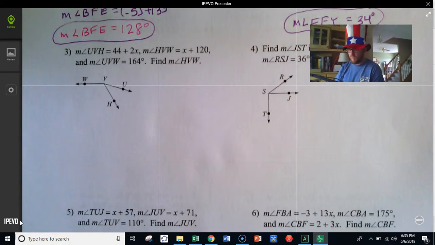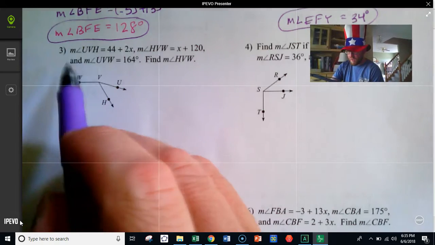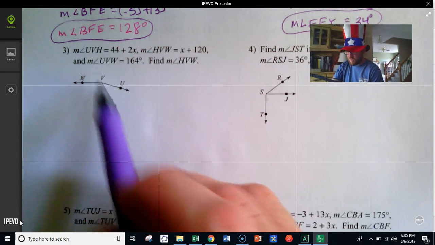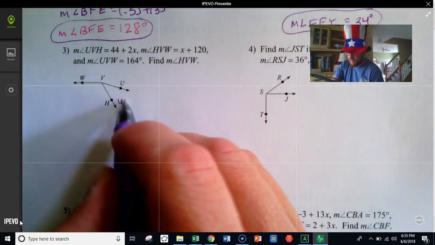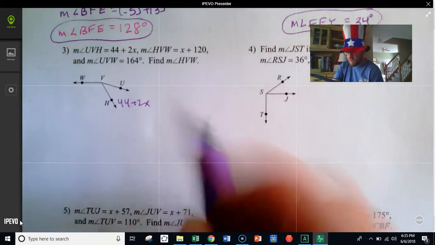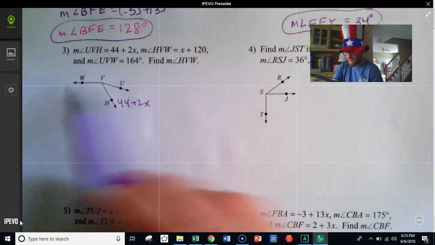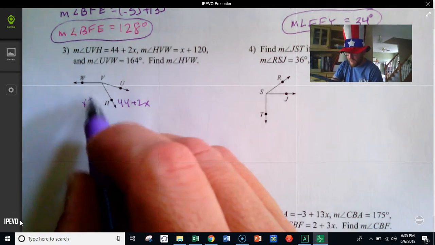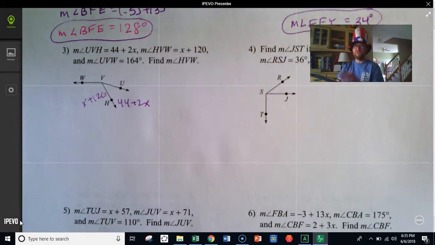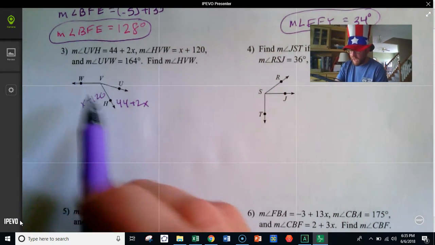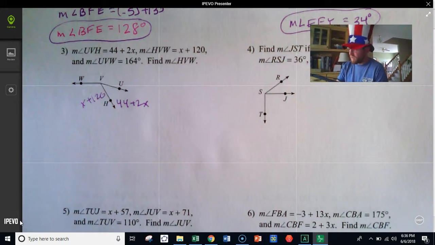All right, here we have measure of UVH. UVH is 44 plus 2x, and HVW, that's x plus 120. I do recommend that you just write them on the paper. If you're not given the paper, draw a diagram, whatever. Do it. All right, makes things so much easier. And UVW, that's the big angle, 164.